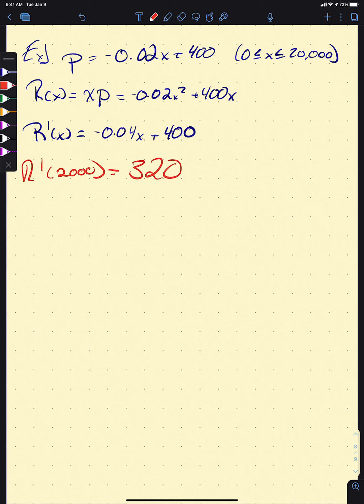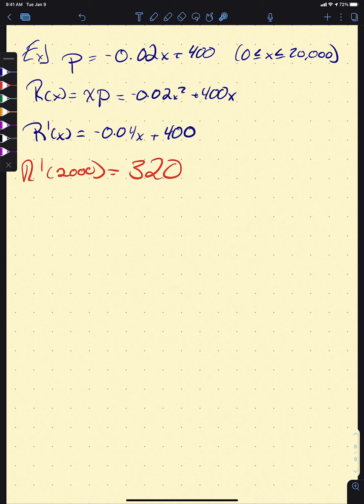So what that tells us is that if you have sold 2,000 of these speakers, and then you go to sell the 2,001st, you're going to get an approximate revenue realized of $320. These marginal functions assume that you've gone up to this point and then say, what happens if we do one more?